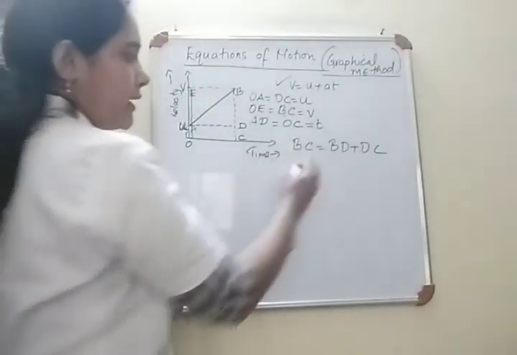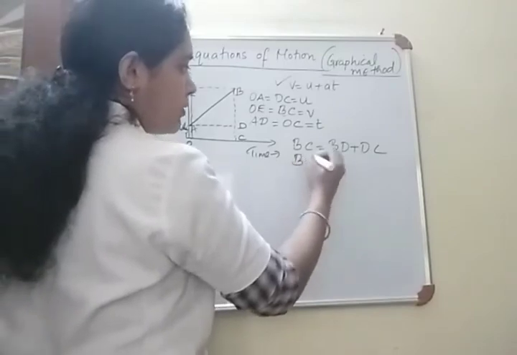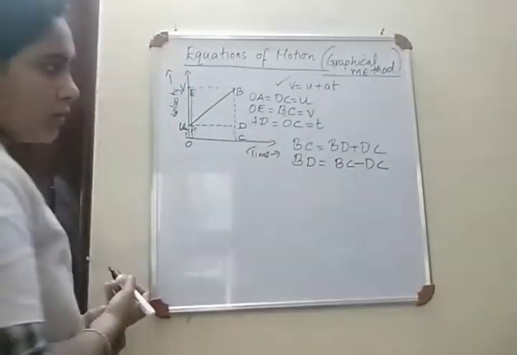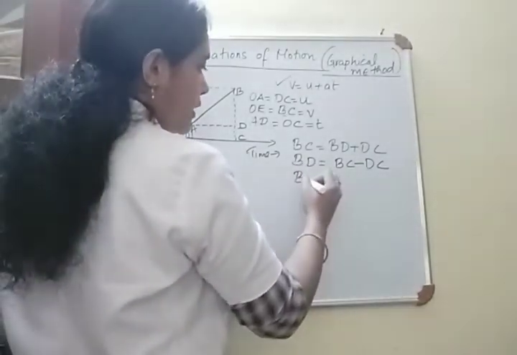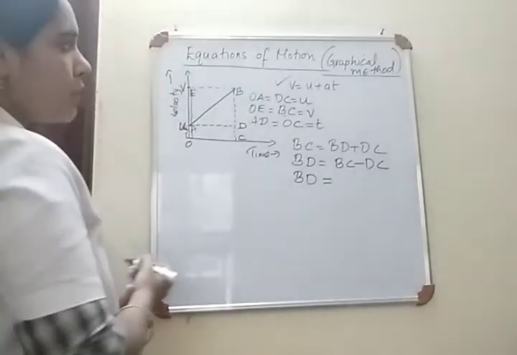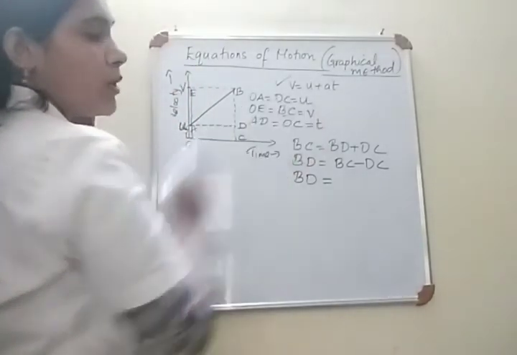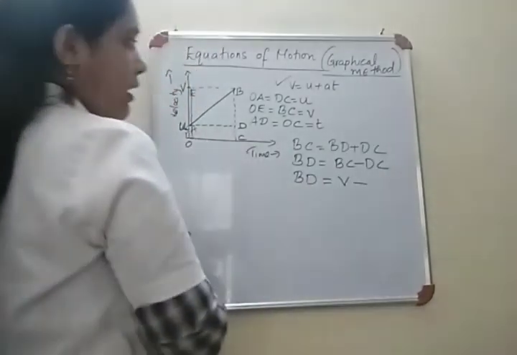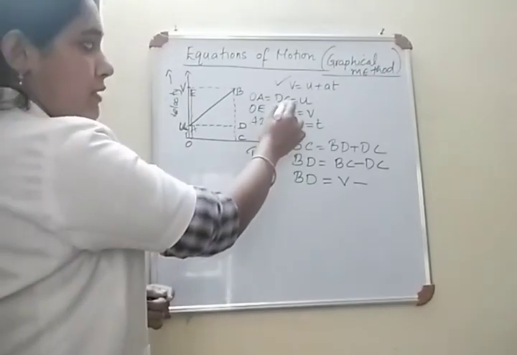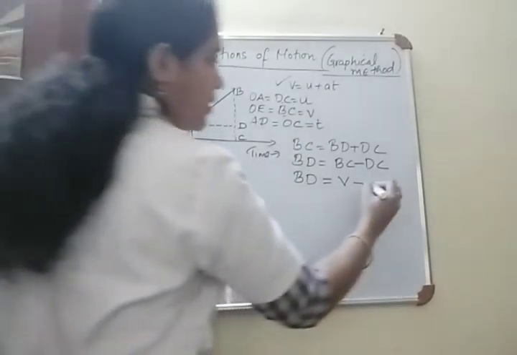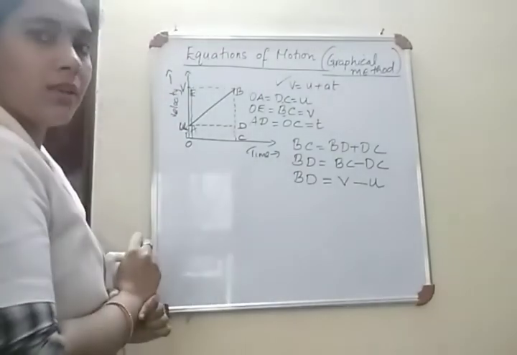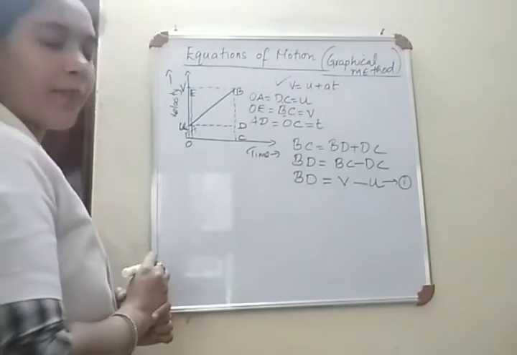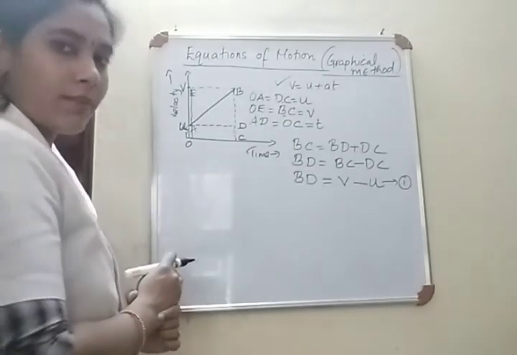From this, what is BD? BD equal to BC minus DC. Okay. What is BC? BC is equal to V. So substitute that: BC is V minus DC. And what is DC? DC is equal to initial velocity u. So just substitute: V minus u. Let this be our equation number 1. BD equal to V minus u. That means BD is equal to change in velocity.